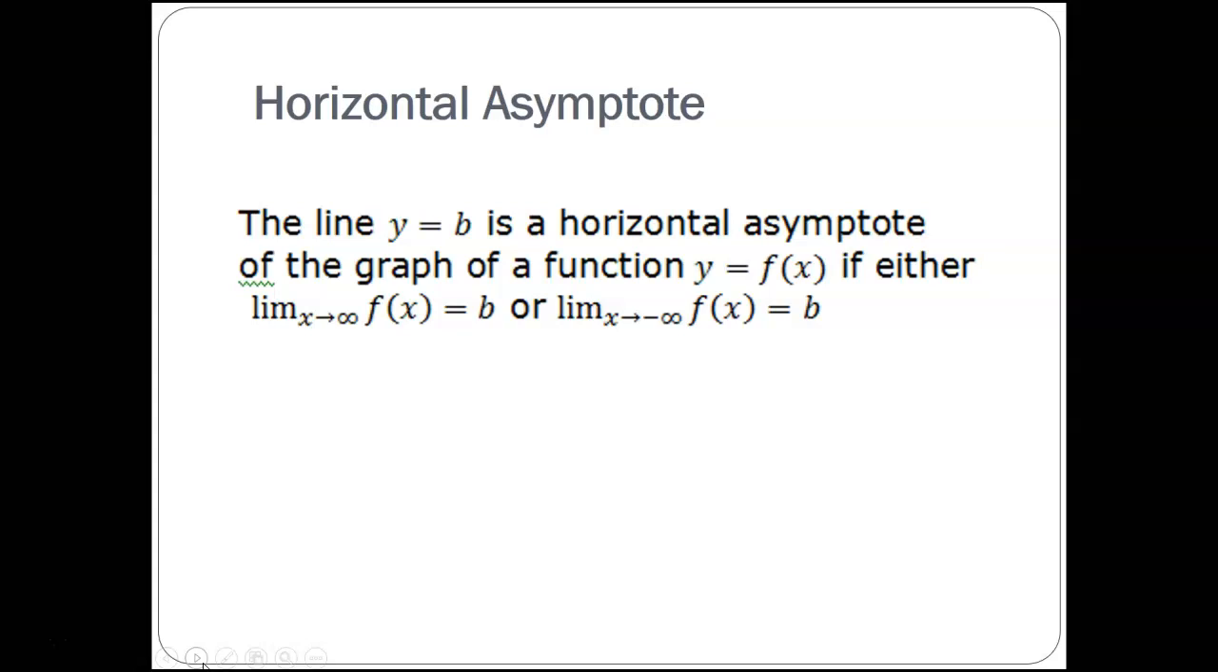We describe asymptotes by writing them as y equal b equations. Asymptotes are found by going out on the infinities of x. So the limit as x approaches infinity equal to b, or x approaches negative infinity equal to b, finds a horizontal asymptote.